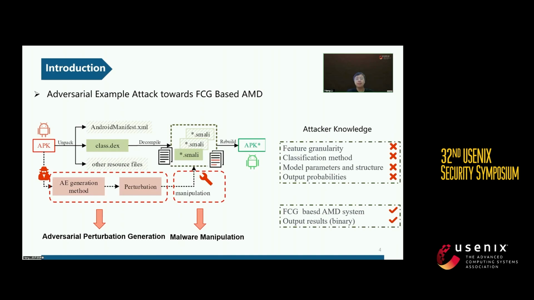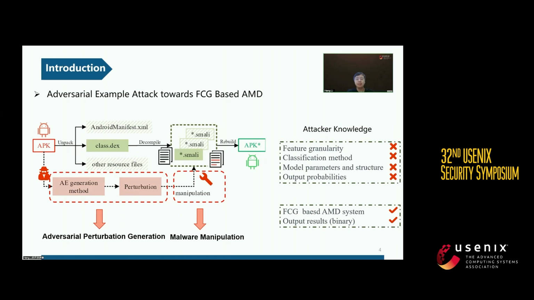Unfortunately, the FCG-based malware detection is vulnerable to adversarial examples, which are generated by imposing well-crafted adversarial perturbation on normal examples. Now, we have an overview of the adversarial example attack process considered in our work. Suppose an adversary launches a black-box adversarial example attack to produce real evasive malware. As shown in the left figure, the adversary first gets the DEX file from an APK and further decompiles it into a series of smali files.